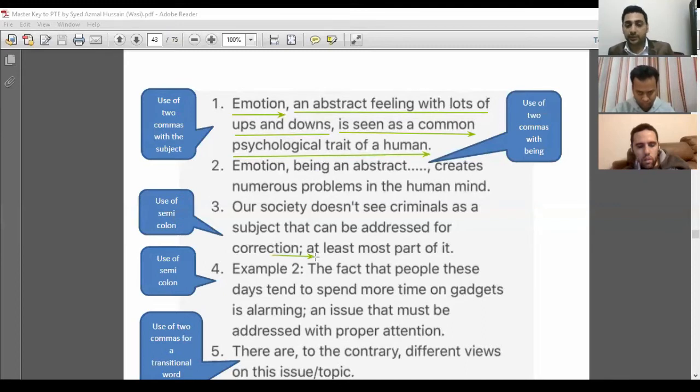Another example in number 4, the fact that people these days tend to spend more time on gadgets is alarming, semicolon, an issue that must be addressed with proper attention. What is the issue? The excessive use of gadgets by the youths, right, or people. Another way of using semicolon is when you write however, nonetheless, nevertheless, therefore. If you want to add them to the previous sentence without a full stop, then you can put a semicolon and then write those words and a comma. Let me just show you again.